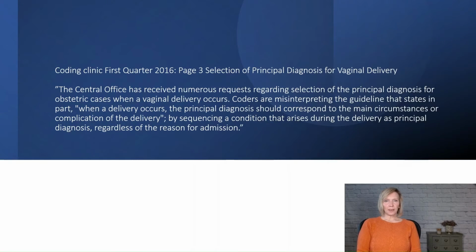Selection of principal diagnosis for vaginal delivery has been a frequent area of confusion for coders. Coders often misinterpret the guideline that states in part, when a delivery occurs, the principal diagnosis should correspond to the main circumstances or complication of the delivery by sequencing a condition that arises during the delivery as principal diagnosis, regardless of the reason for admission. Due to this confusion, Coding Clinic published multiple examples of how to select principal diagnosis for vaginal delivery, which I will be covering in this video today.